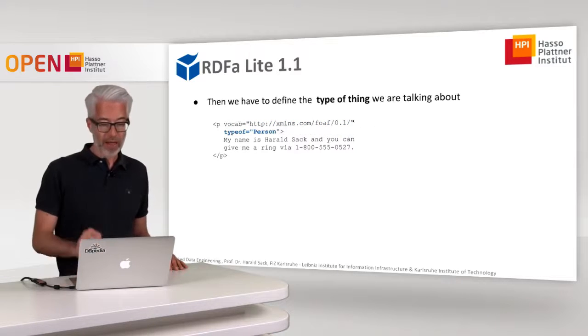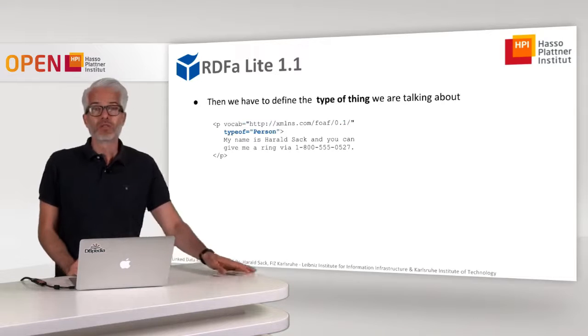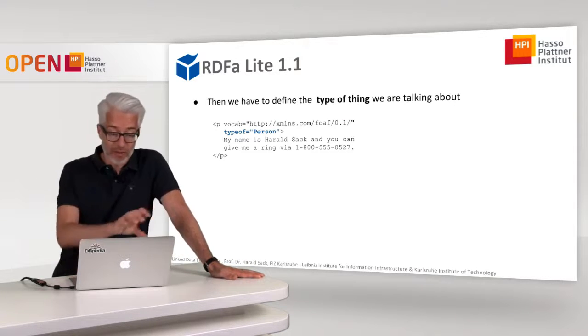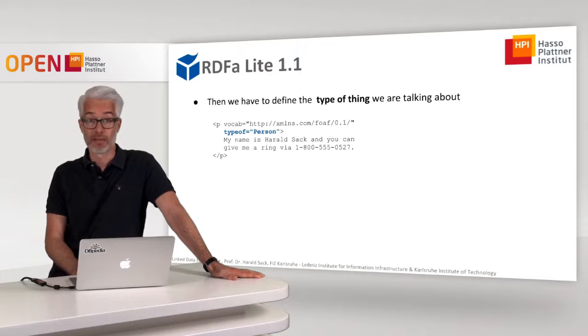Okay, let's continue. We want to talk about a person, so we give a class definition. All the data that comes here refers to a class, which is of type Person.